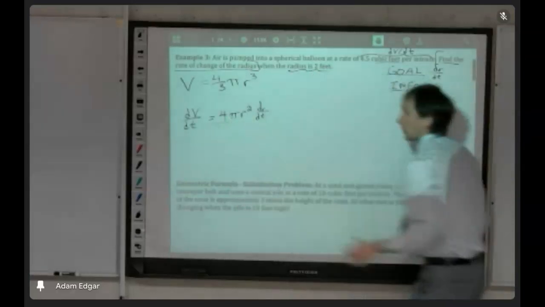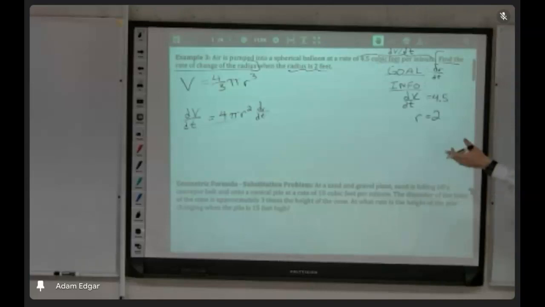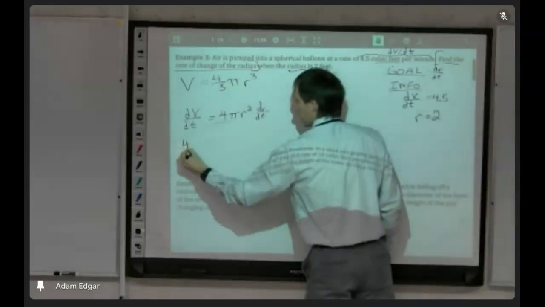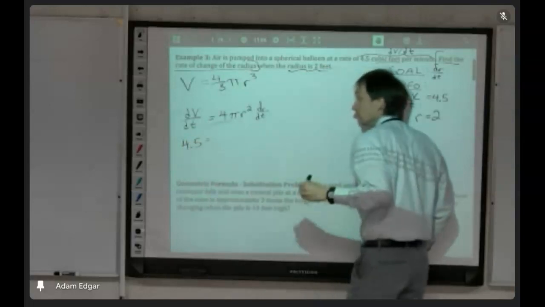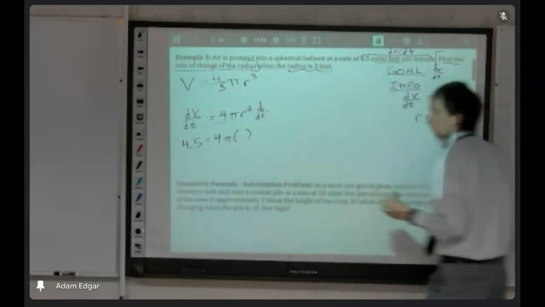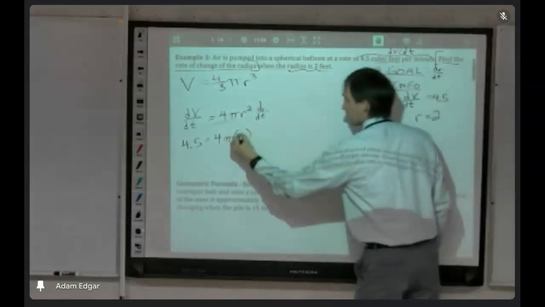Anyway, now you can start plugging stuff in. Do we know dV dt? Yeah, all right, you plug that number in. Do you know 4? I hope so. It's 4. Same with pi. Do you know radius? Yeah, it's 2. You fill that in. And you don't know dr dt.